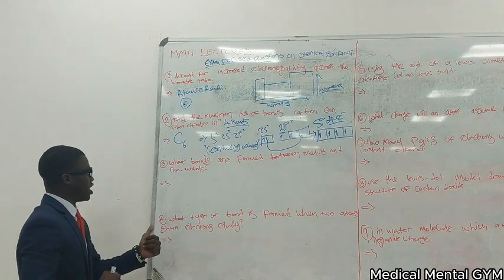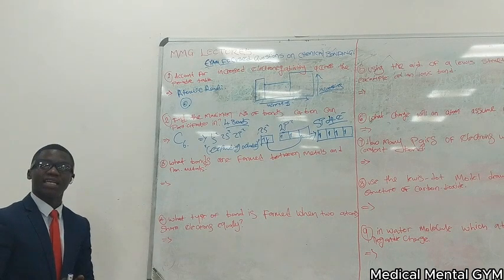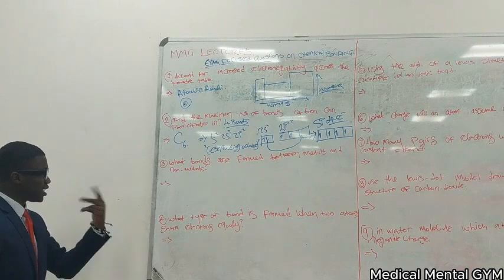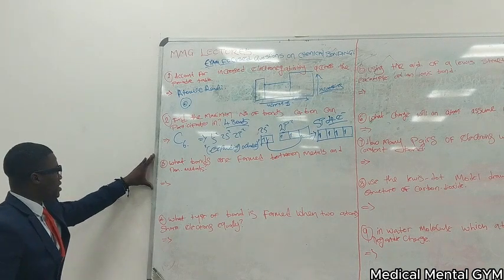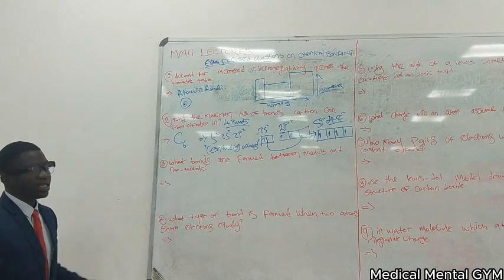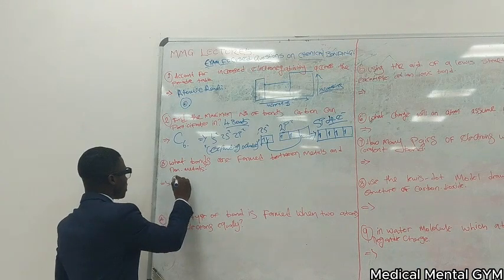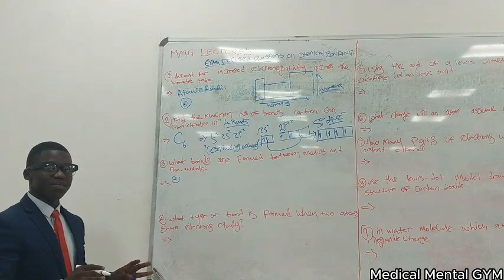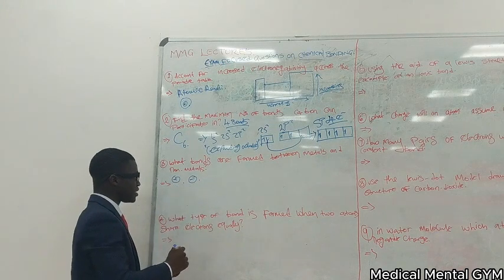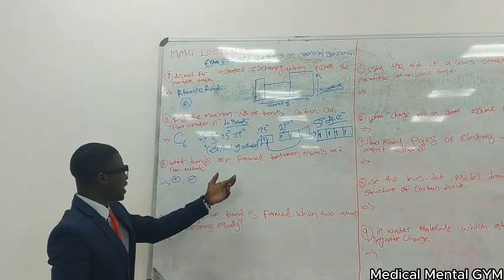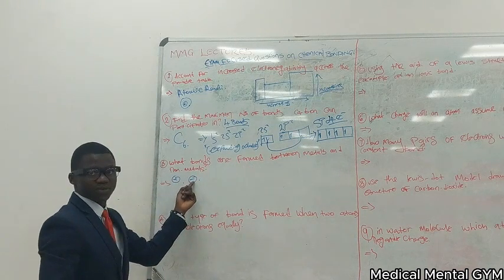The third question says, what bonds are formed between metals and nonmetals? Let's take it back to our periodic table chemistry. Atoms that are known to be metals are positively charged, and atoms that are known to be nonmetals are negatively charged. So we want to establish a firm understanding of what bonds are formed between metals and nonmetals.